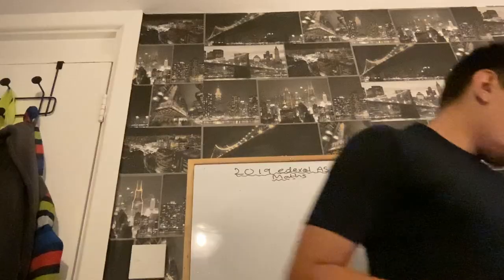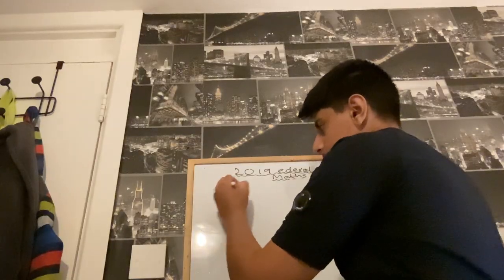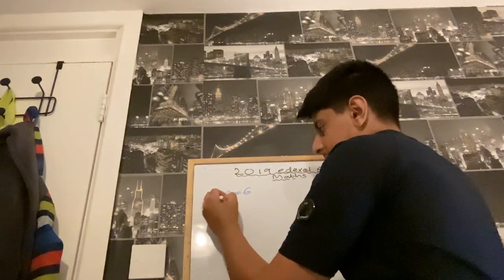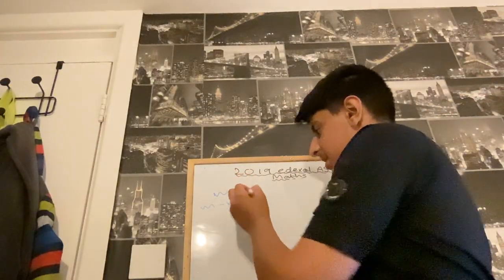Right. So two different vectors, m and n, are such that the magnitude of m equals 3 and the magnitude of m minus n equals 6. The angle between vector m and vector n is 30. Find the angle between vector m and vector m minus n, giving your answer in degrees to 1 decimal place. So, we're given m equals 3, and m minus n equals 6.